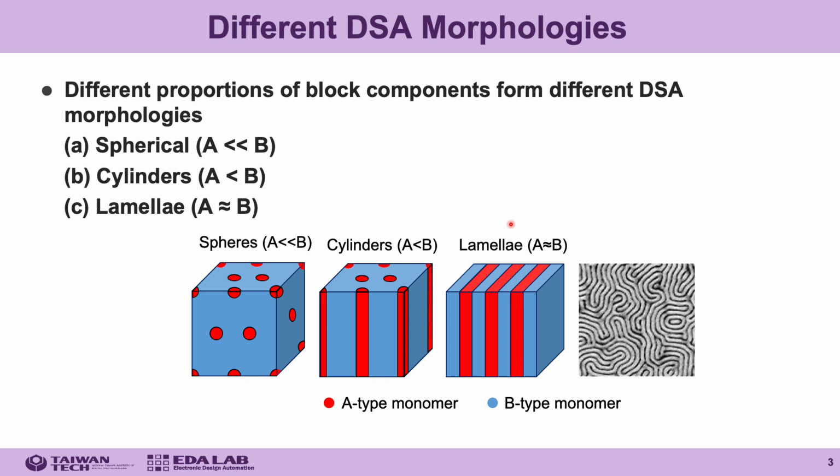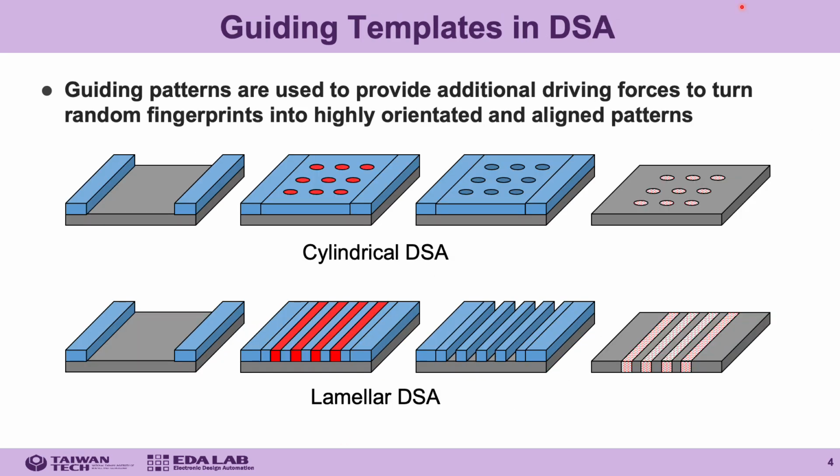However, without additional forces, block copolymer can only form random patterns. For example, the shape of lamellae-type block copolymer will be like fingerprints if no additional force is applied to it. To turn random patterns into highly oriented and aligned patterns, guiding templates are required.